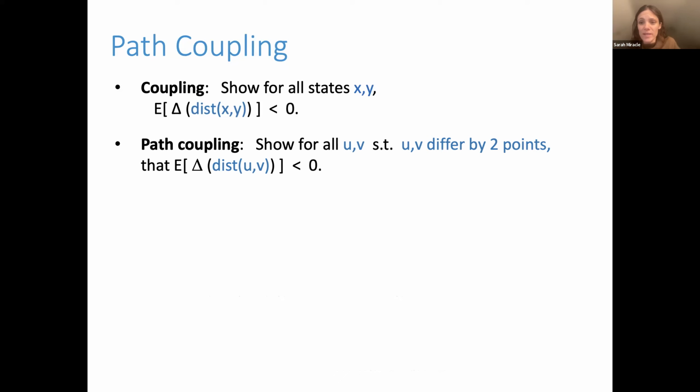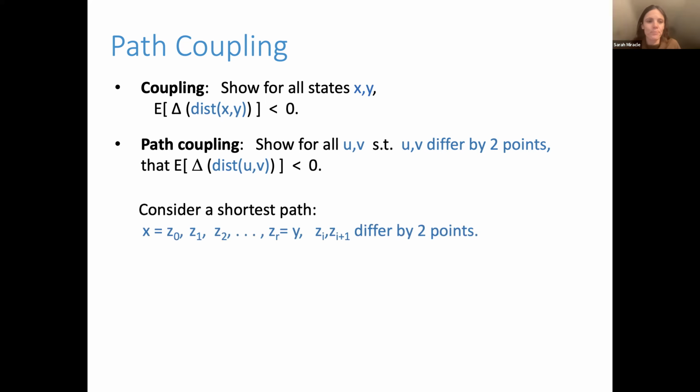Path coupling makes this process a lot easier because we can just look at a restricted set of pairs of configurations. We don't have to look at all pairs, we can just look at a subset. In this particular case, we're going to choose to only look at pairs that differ on exactly 2 points. So every other point in the vector, X and Y match on, except for just 2. And so we only have to look at these special vectors that only differ on these 2 points.